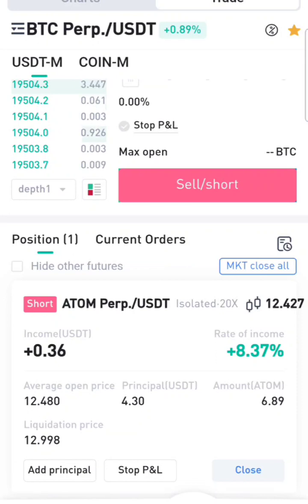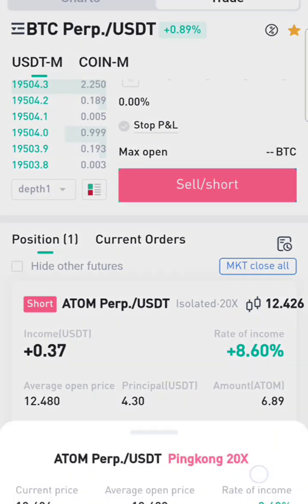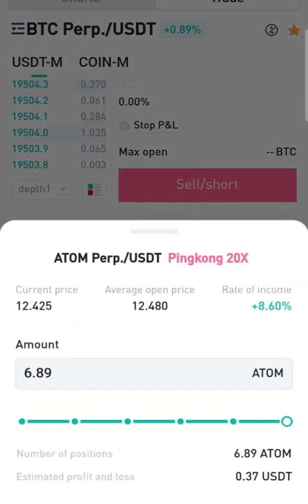Okay, let's say I want to take 0.2 profit from this one and still allow the trade to keep running. So what you do first, you come here and click on close. Now when I click on close, you can see the position size of this trade is 6.8 ATOM. That is the position size, the number of positions.